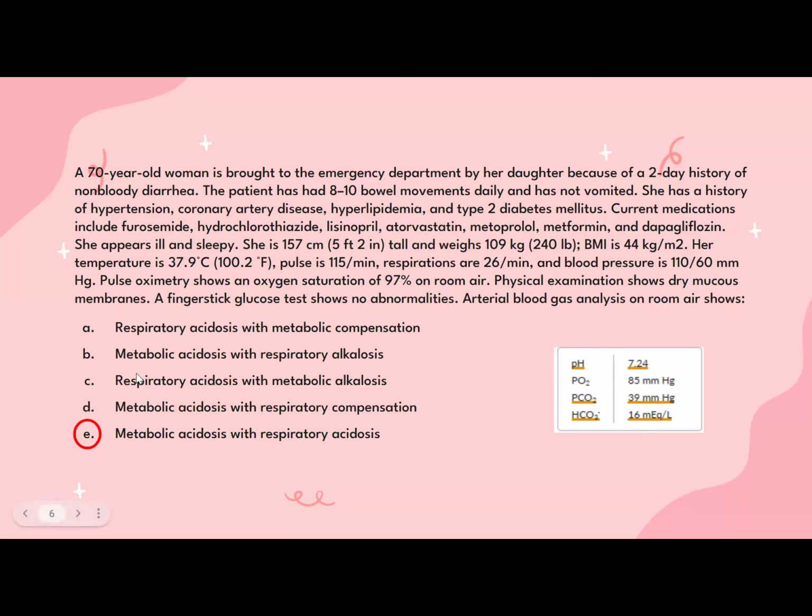We can now rule out C. We can rule out A. Now we're thinking B, D, and E. Are we thinking respiratory alkalosis, acidosis, or compensation? How do we know this? We know this by the formula.